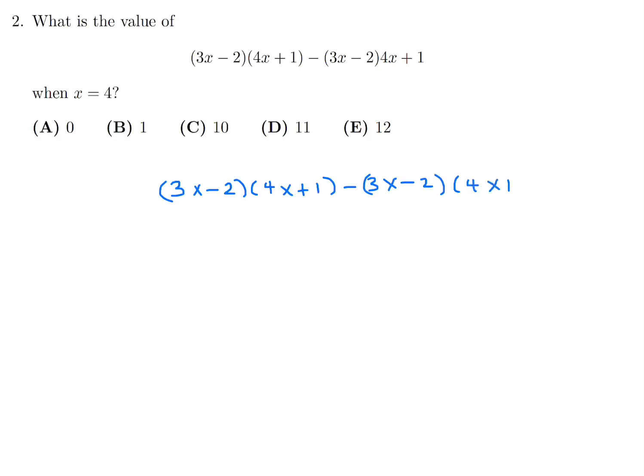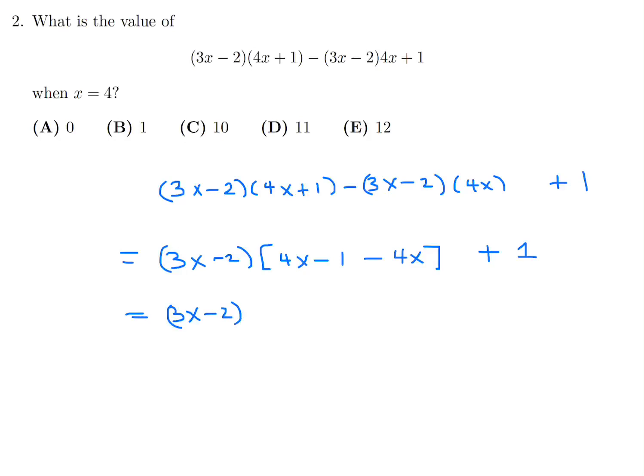So here you go. 4x, and be careful, it's not 4x plus 1 in a bracket like that. It's 4x and then plus 1. I'm going to put the 1 all the way on the far side so you don't add it. Factor out a 3x minus 2, and you'll get 4x plus 1, and you'll get minus 4x. And then you have a 1 all the way over there. So this becomes 3x minus 2, and then the 4x's go, and you're just left with a positive 1, like that. And then now you can enter the value of x as 4.